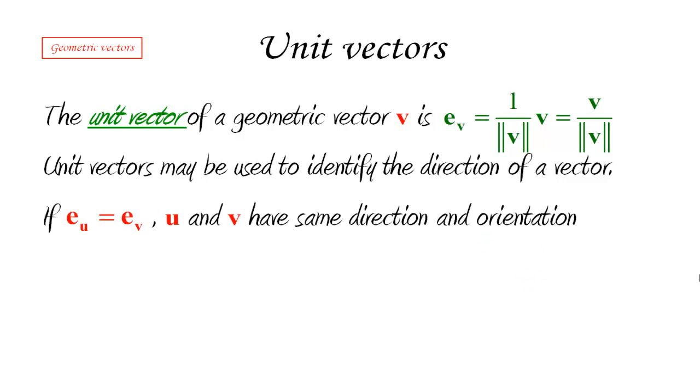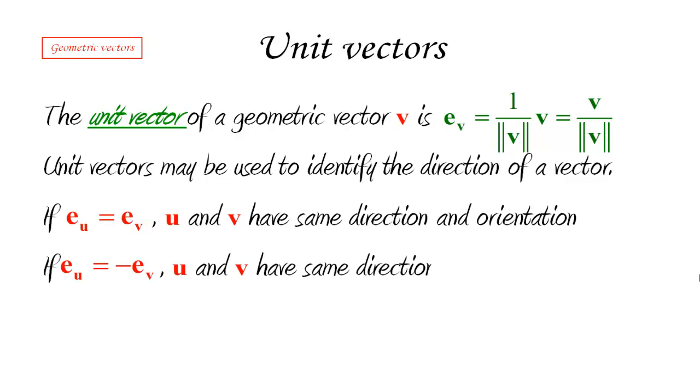Now notice that if two vectors u and v have the same unit vector, that means that they have the same direction and the same orientation. On the other hand, if two vectors are such that their unit vectors are opposite, so one is equal to minus the other, in other words all the components are opposite to each other, then that means that they have the same direction but different orientation.